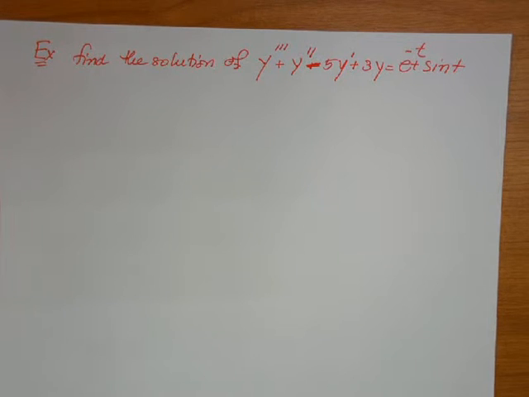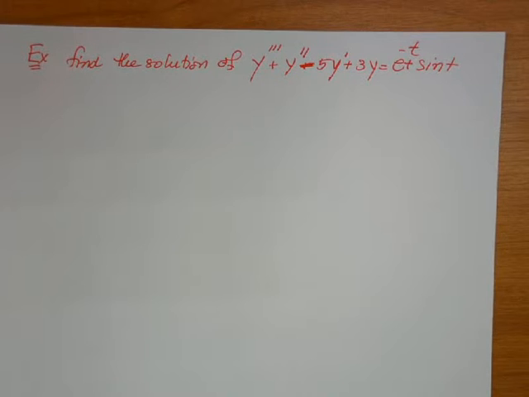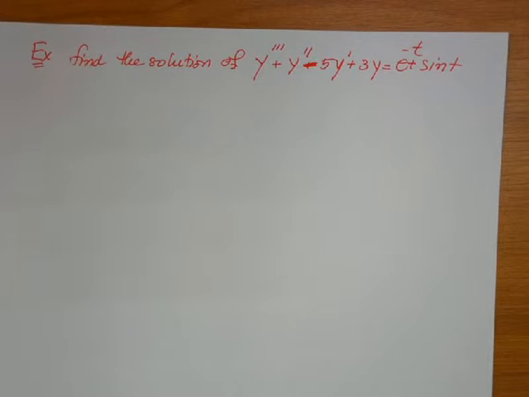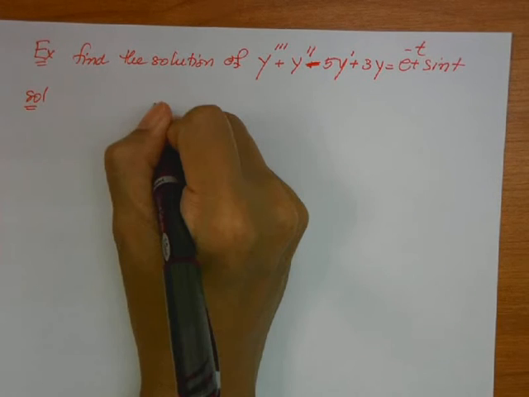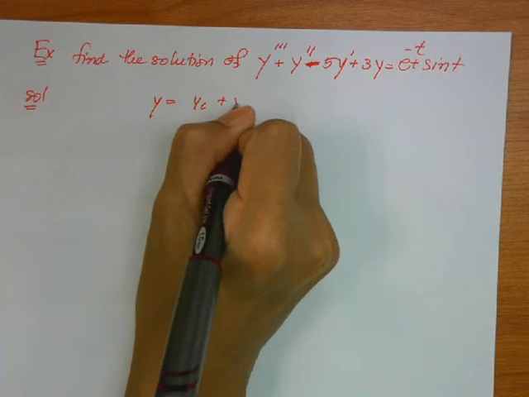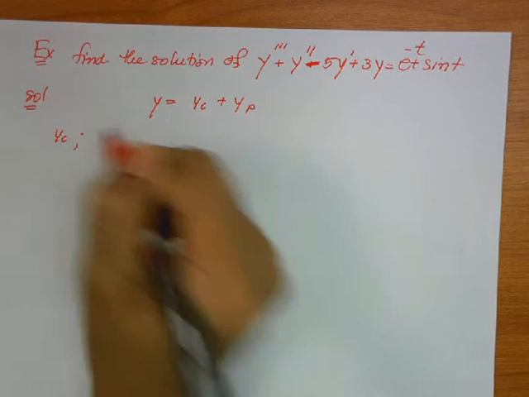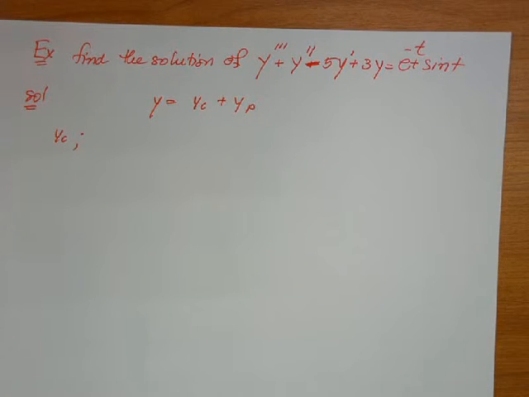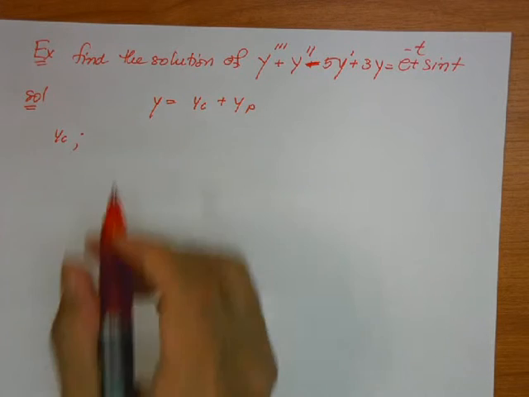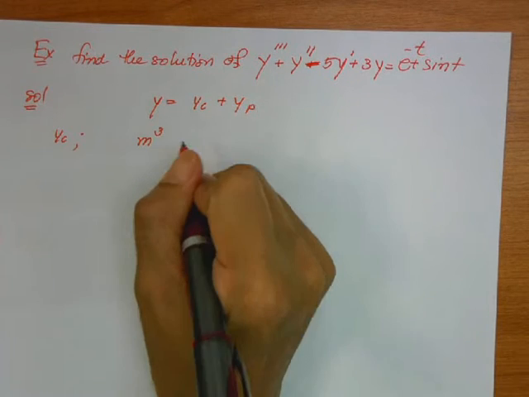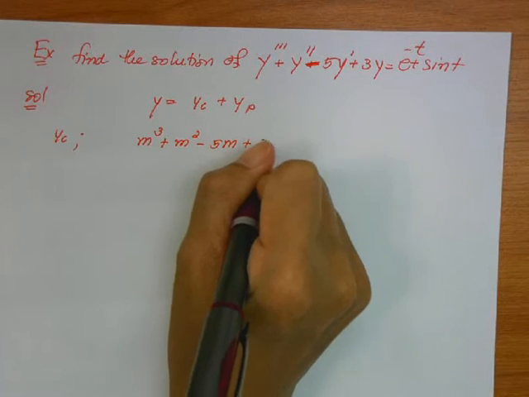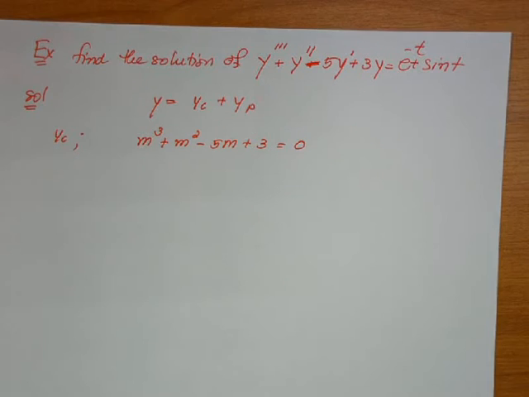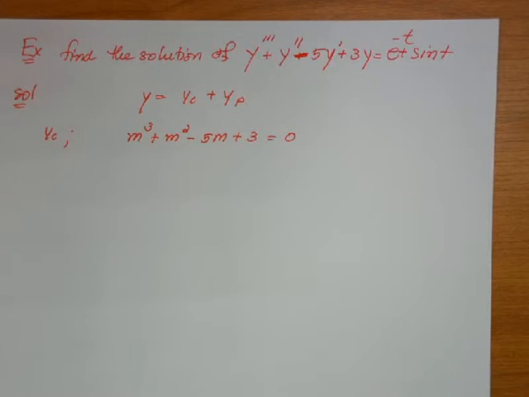For this example, the problem statement asks you to find the solution of this differential equation, which is a non-homogeneous linear differential equation. So the solution should combine yc and yp. To find yc, write down the characteristic equation. The characteristic equation says m to the power 3 plus m to the power 2 minus 5m plus 3 equals 0. By this, you should be able to find three values of m.